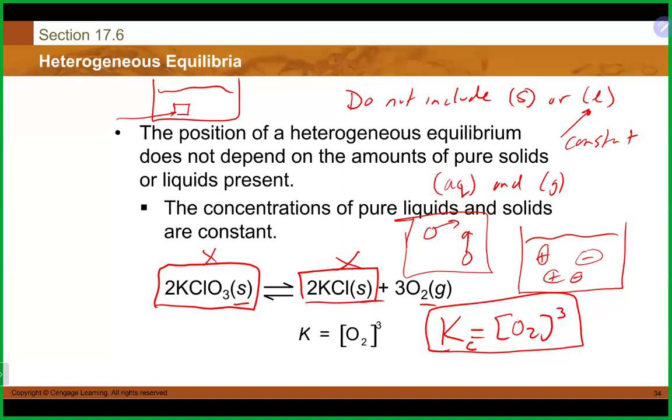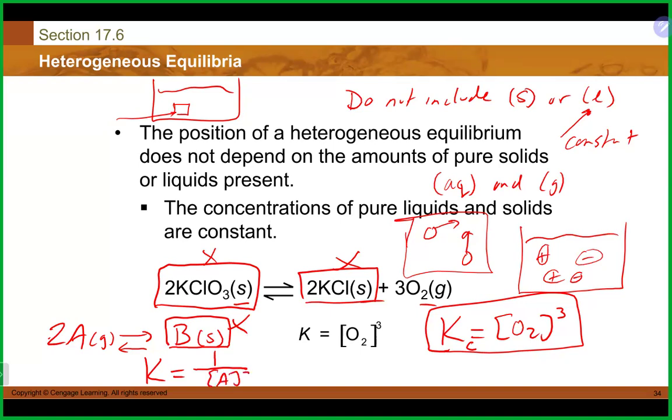Now, what happens if you had a heterogeneous equilibrium where you didn't have anything on the product side that would be included, but you did have something on the reactant side that would be included? Let's just say, for example, you had something like this: 2A goes to B here. That's a solid or something like that. In this case, if we were to write the equilibrium expression for this, K is equal to, since our products would not be included in here, 1 over our reactants. Since we're not going to include what's on the product side because it's a solid, we would just do 1 over our reactants, which would be A squared in this case.